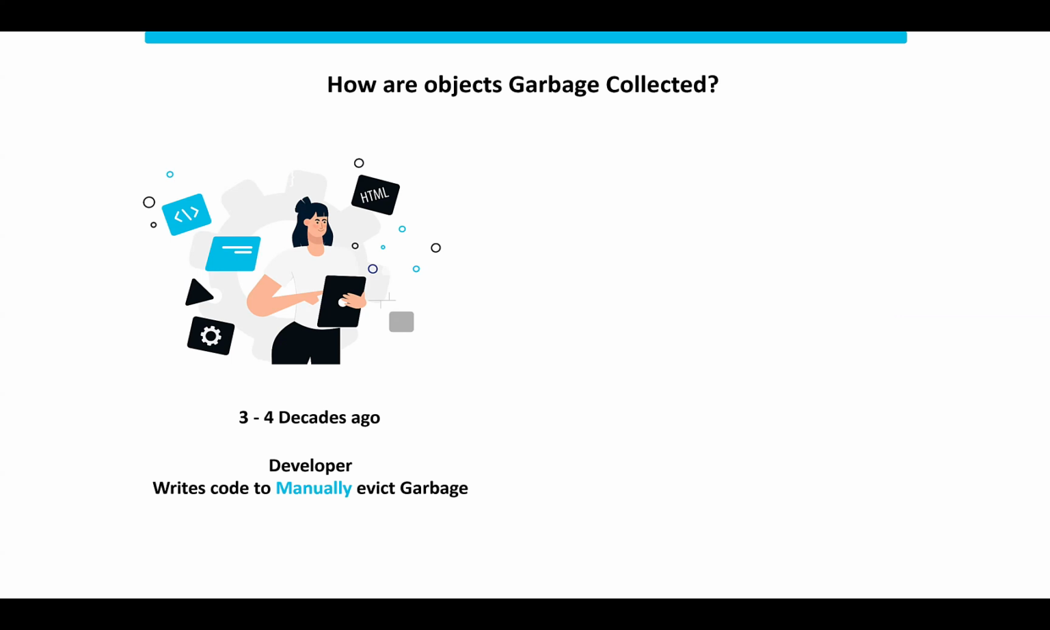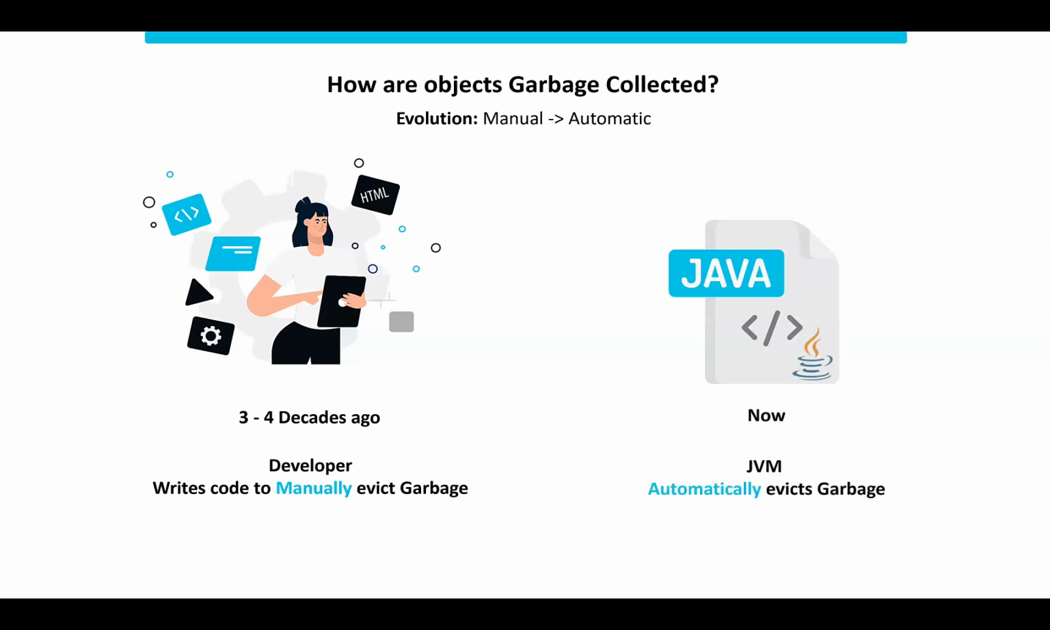So memory leaks and out of memory errors were pretty pervasive back in those days. When Java came into existence three decades back in 1995, it promised the development community: don't worry about deallocating the objects. As a runtime environment, it is my responsibility to deallocate the objects from memory. It gave that promise and it delivered.